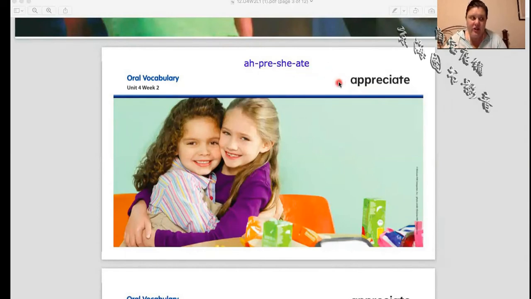Appreciate means to value something. So when you really find something very important, you appreciate it. So you can appreciate all kinds of different things. You can appreciate your family, okay, because you find your family very important. So what are some other things that you appreciate? Yeah, probably your friends. Okay, so maybe you appreciate your friends. Okay, and who else might you appreciate, or what else might you appreciate?